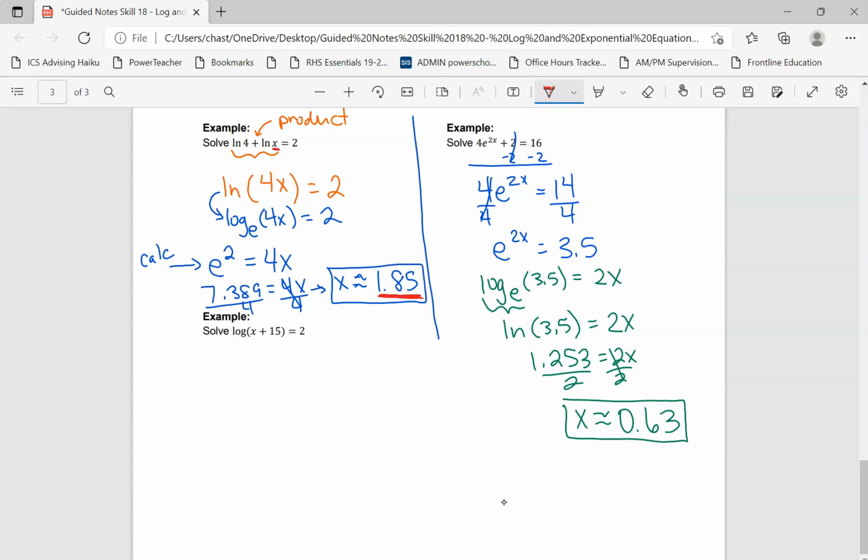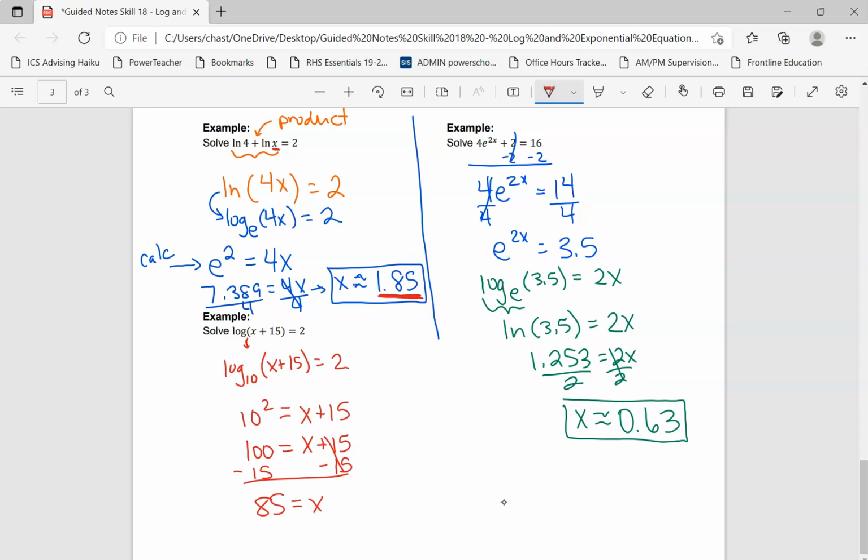Okay, last one, we have log x plus 15 equals 2. So remember, there's no base written here, so this means that it's log base 10. So let's be careful here. I'm going to convert that to exponential form, so 10 squared equals x plus 15. 10 squared is 100. And we get 85 is x.